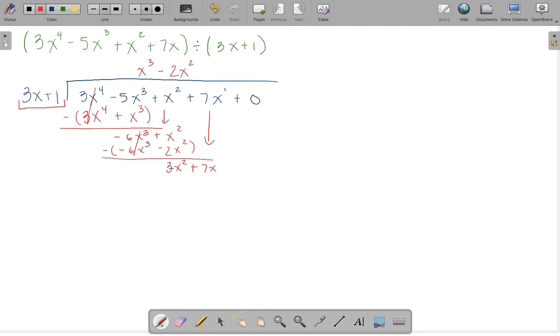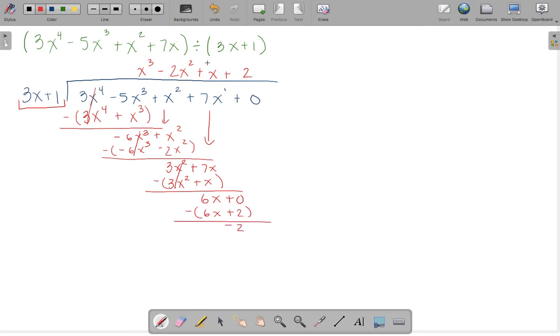How many 3x's can I find in 3x squared? The answer is just x. When I multiply, I get 3x squared plus x. And when I go to subtract, these terms cancel out. 7 minus 1 is 6x, and bring down the 0. Can I find 3x inside of 6x? The answer is yes, twice. And you get 6x plus 2. There should be a remainder of negative 2.